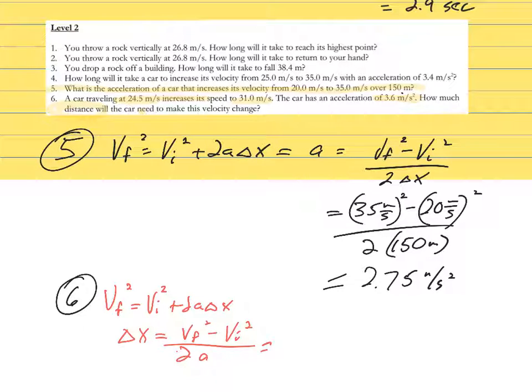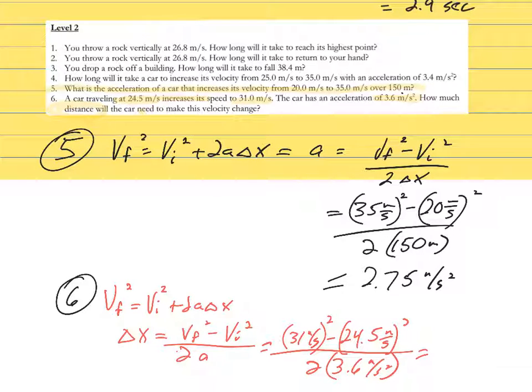Put your numbers in there. What do we have? 31 meters per second, whoops, squared. Slow down. Minus 24 and a half, over 2 times my acceleration. Throw that in your calculator and you should get about 50.1 meters.